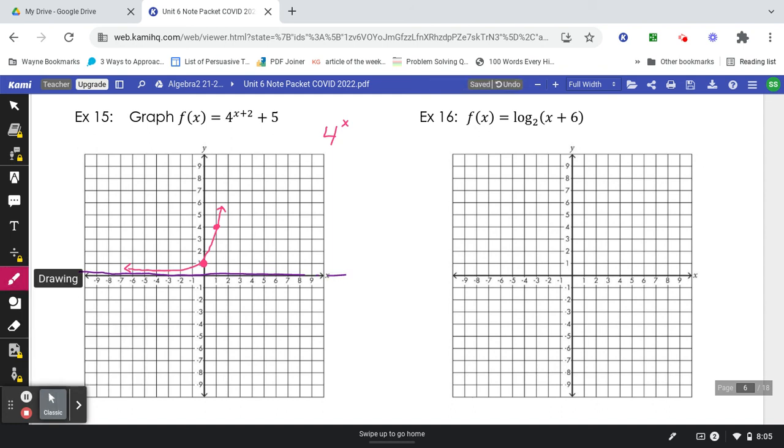All right, now let's figure out how to shift it. This little plus 2 up here is going to tell us to move the graph left 2. This plus 5 is going to tell us to move the graph up 5. So we want to focus our attention on the 2 points and move each of those left 2 and up 5.